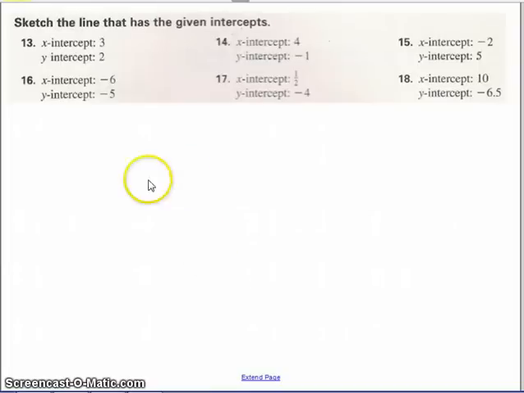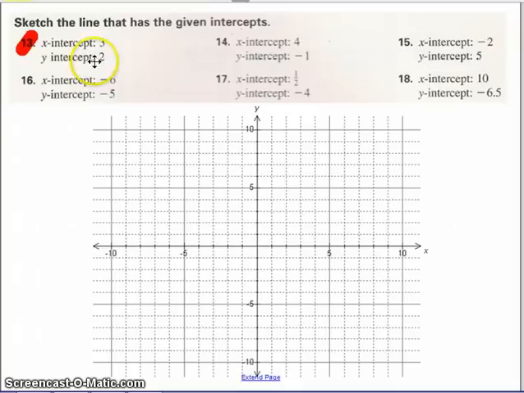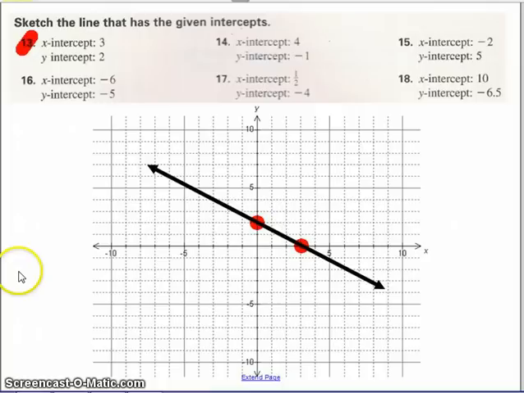Okay, now let's put this to use. If I'm given an x-intercept and a y-intercept, like in question 13, I'm told that the x-intercept is 3. Well, there's 3 on the x-axis, and I'm told the y-intercept is 2. There's that on the y-axis. I draw a line through them. That's all there is to graphing. That's why it's called quick graphs. So all I've done is plot the x and the y-intercept and draw a line through them.